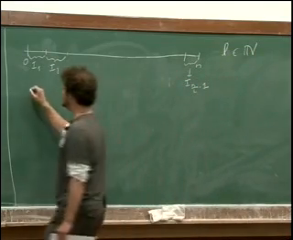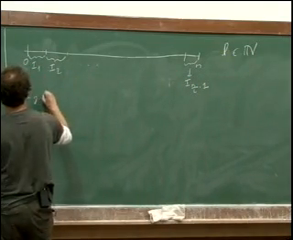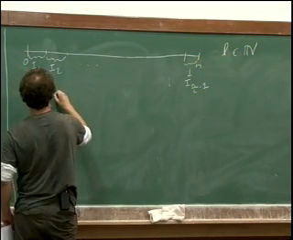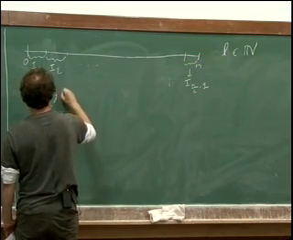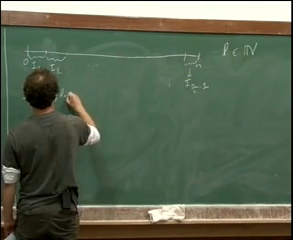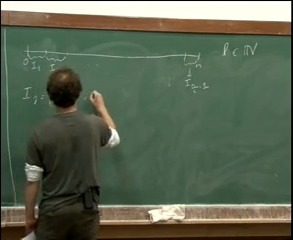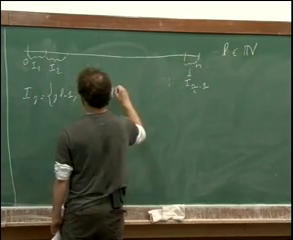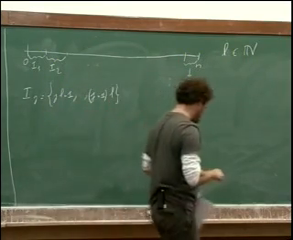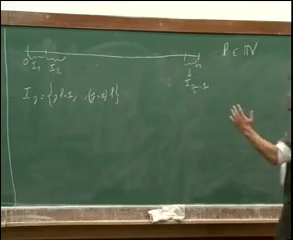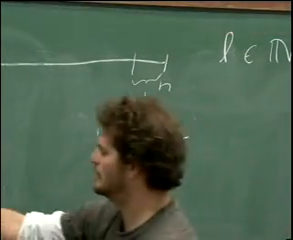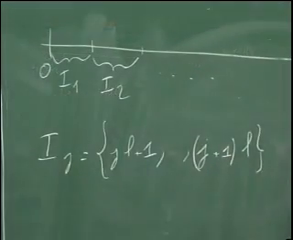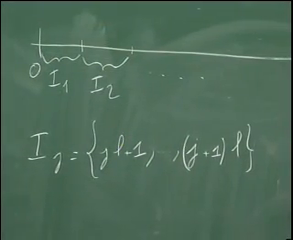And then I should say that Ij is the integers between jL plus 1 and (j plus 1)L. So we subdivide 0 to n into this, we make a partition into these smaller intervals of length L.